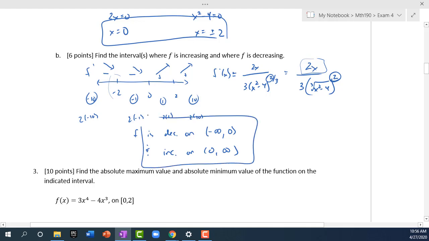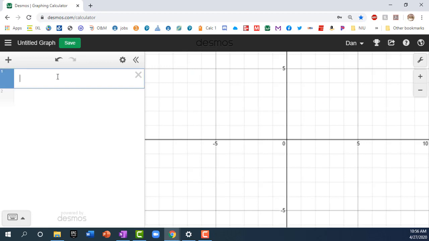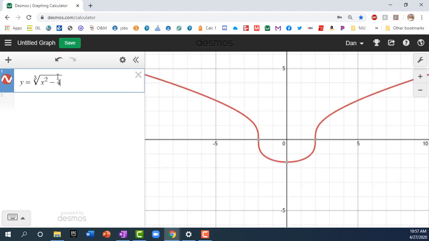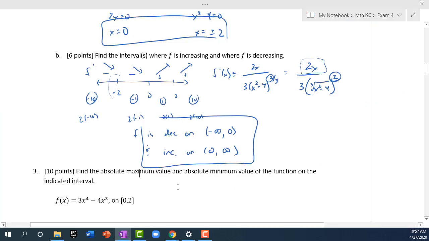And we could double check. I've got a Desmos window up here. Let's type y equals cube root of x squared minus 4. Oh yeah, okay, makes sense. All right, we've got decreasing, still decreasing, and then increasing and increasing. Yeah, nice. Okay, back over here.